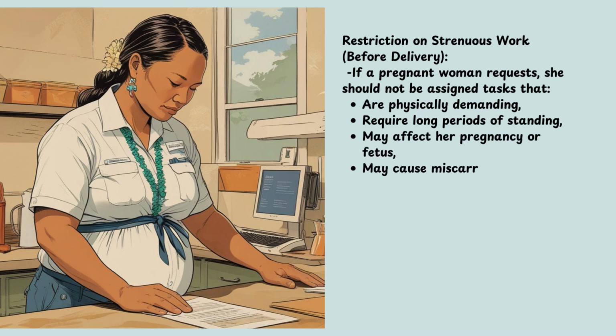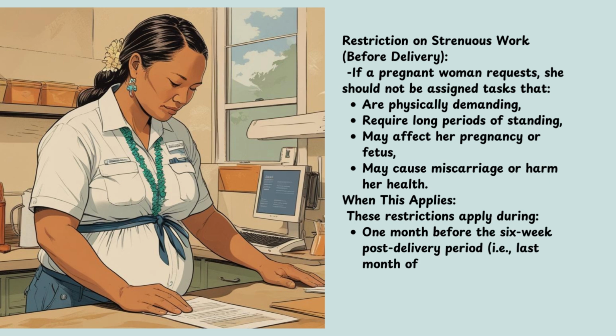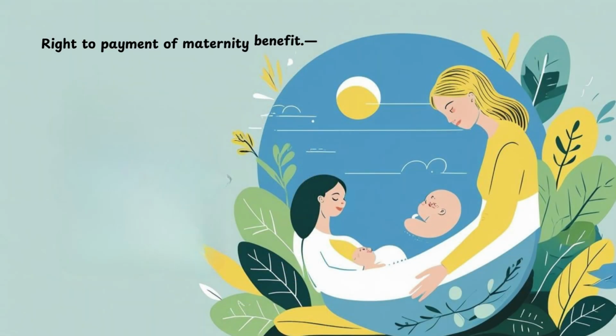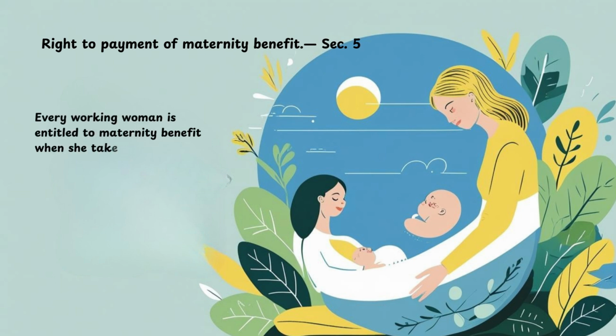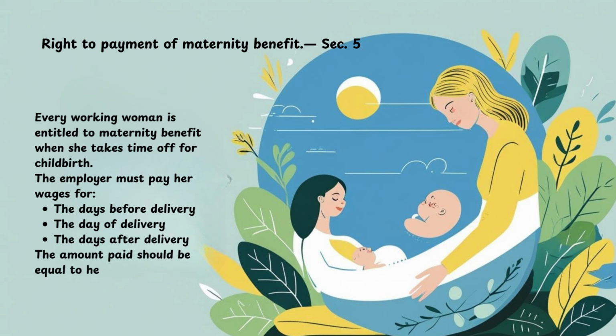This protection against strenuous work applies to 2 key time periods. One, 1 month before delivery, if she's still working. Or two, any part of the 6 weeks after delivery, if she hasn't already taken leave under Section 6. Every woman is entitled to maternity benefit or maternity payment from her employer under Section 5. The payment period covers the time just before delivery, the day of delivery, and the time after delivery when she is absent from work. This payment is at the average daily wage rate.